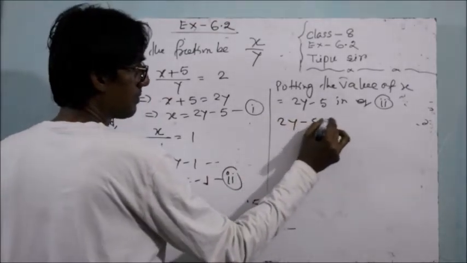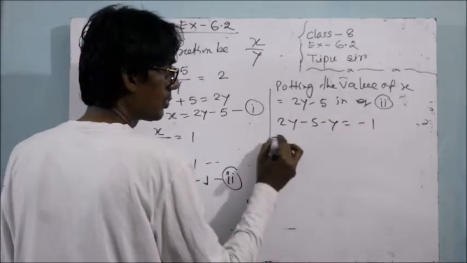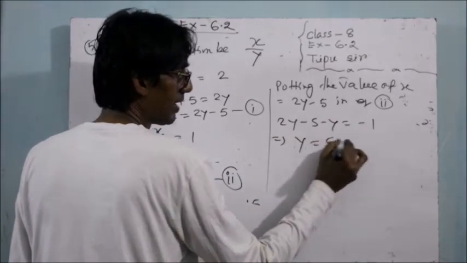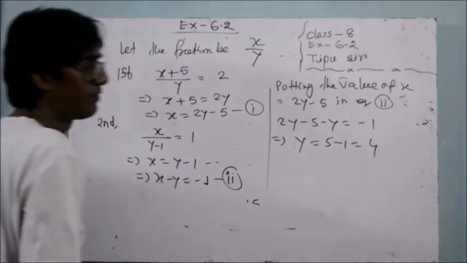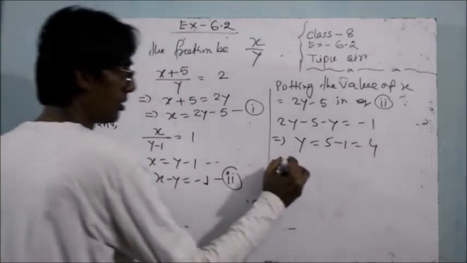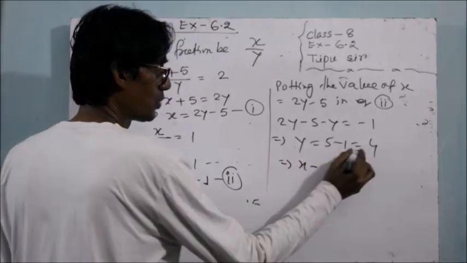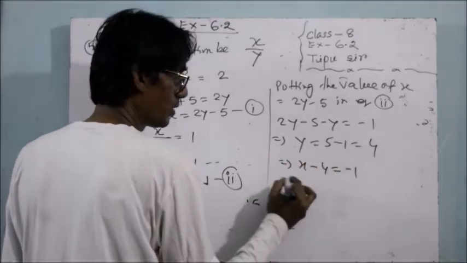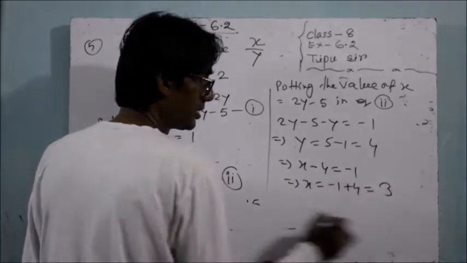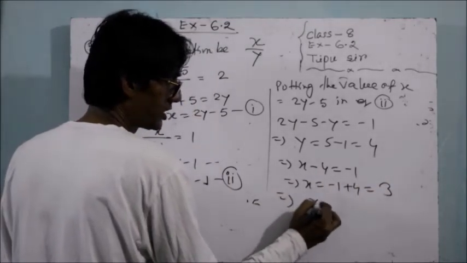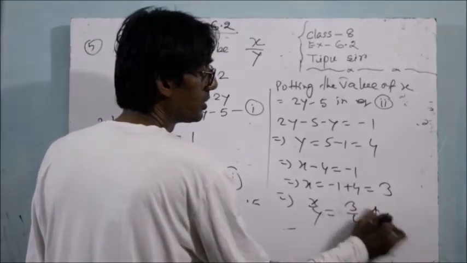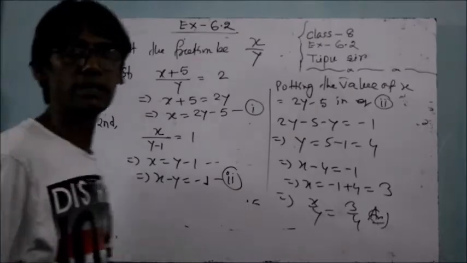Look at here, 2y minus 5 minus y equal to minus 1. If I subtract, 2y minus y is equal to y, 5 minus 1 equal to 4. So I get the value y equal to 4. Now I apply here, x minus y, that's x minus 4 equal to minus 1, or x equal to minus 1 plus 4 equal to 3. Therefore the fraction x by y equal to 3 by 4. So easily you can solve this math.